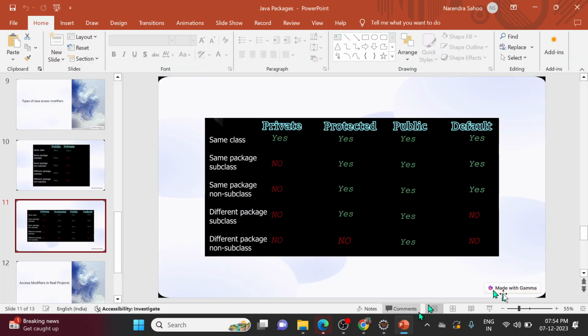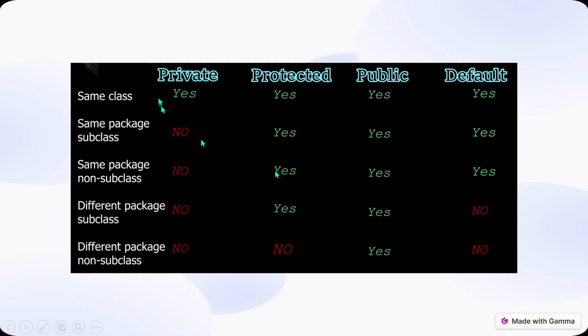It is simple now. You see, if it is private, we can access it only in that class, nowhere else. If it is protected, we can access it in the same class, in another class in the same package, and in another package if it is inherited, if it is a subclass. If it is public, we can access it everywhere. If it is default, same class and same package; it will not be accessible in another package. It is simple.